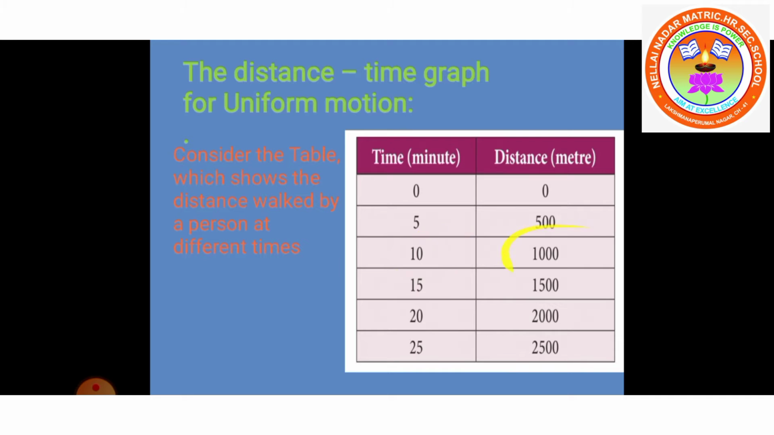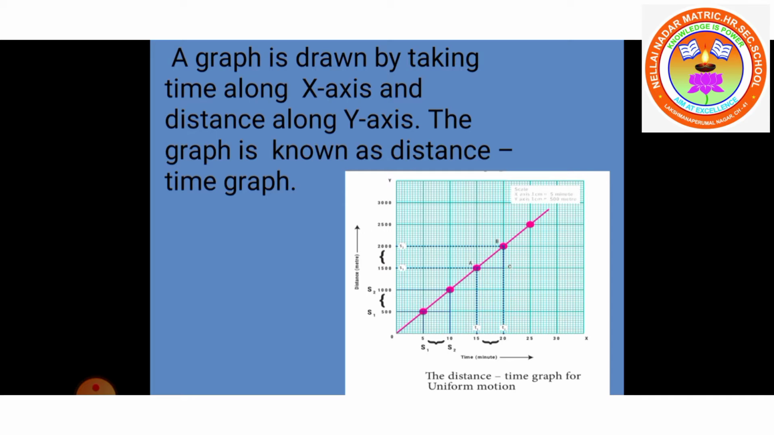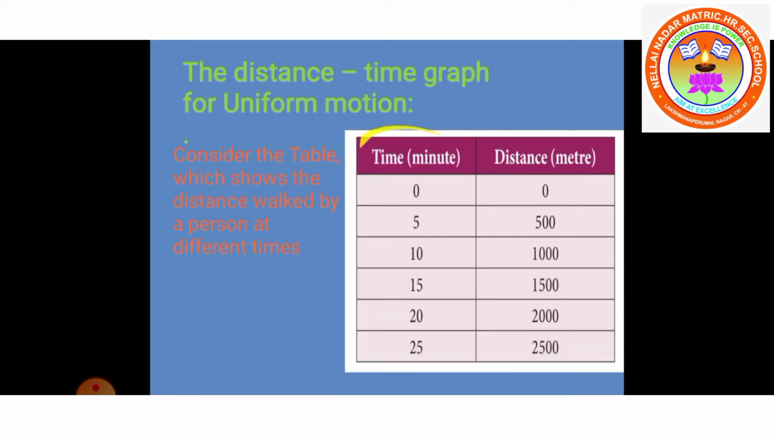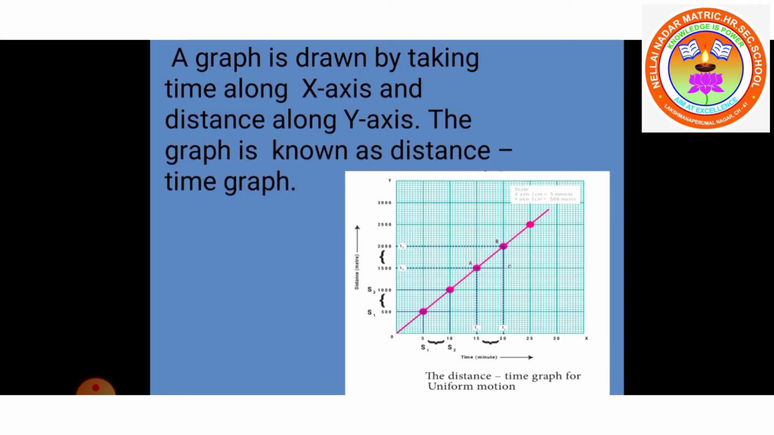For 10 minutes a person walked the distance of 1000 meters. For 15 minutes, 1500 meters. For 20 minutes he walked 2000 meters. For 25 minutes he traveled the distance of 2500 meters by walking. So by using these values we are taking the time on the x-axis and the distance on the y-axis, and the graph is also given, that is the distance time graph for uniform motion.